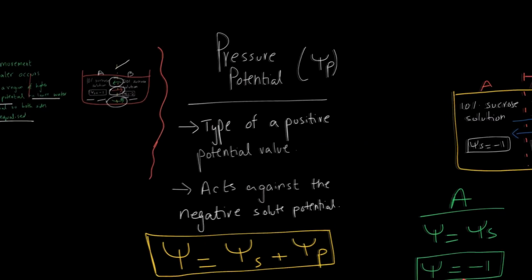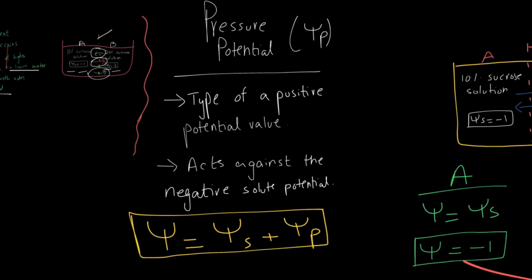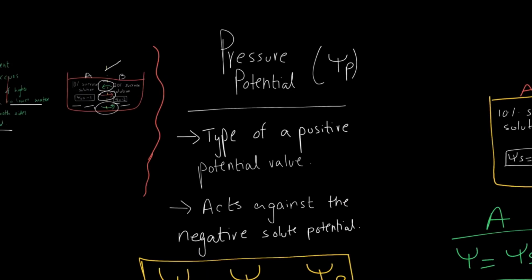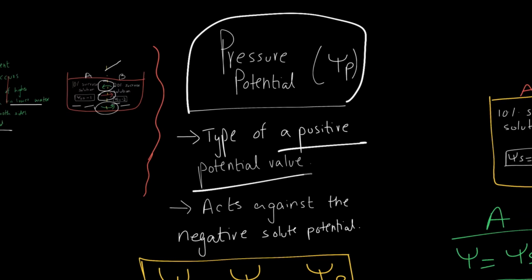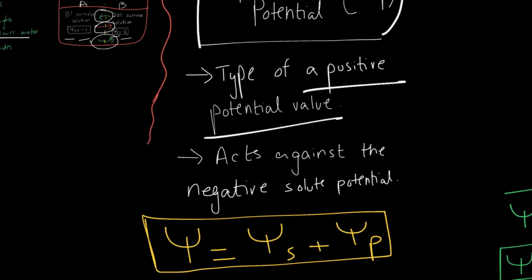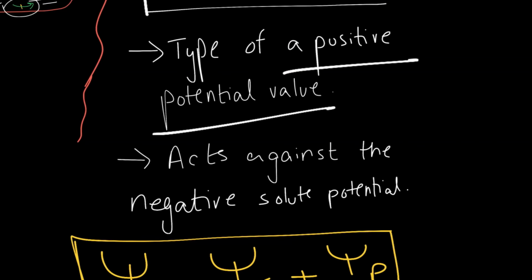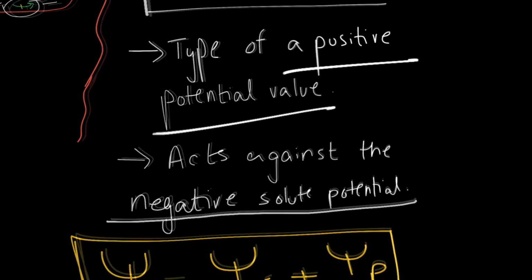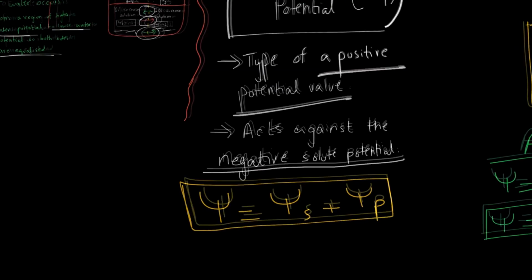Now there's one last definition for this, which is pressure potential. A pressure potential is a positive potential value. All we've learned so far is negative potential values, both for water potential and solute potential, right? However, this is a positive potential value which acts against the negative solute potential. And you'll learn how it's applicable in real life, in osmosis in plant cells.